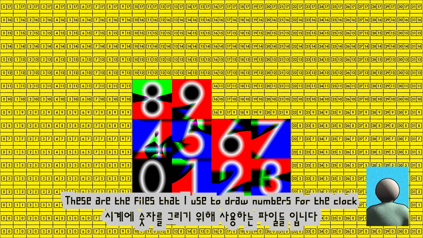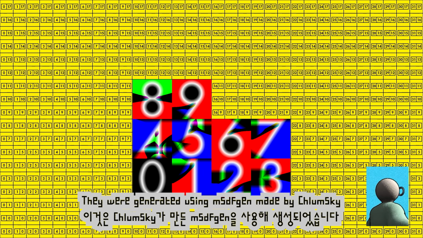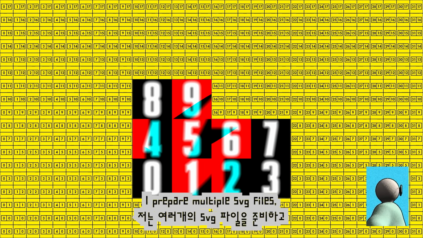These are the files that are used to draw numbers for the clock. They were generated using MSDFgen made by Chlumský, which takes an SVG file as input and makes an MSDF image for a single shape. I prepare multiple SVG files and tile them up so I can reference a specific tile from a single image in shader.